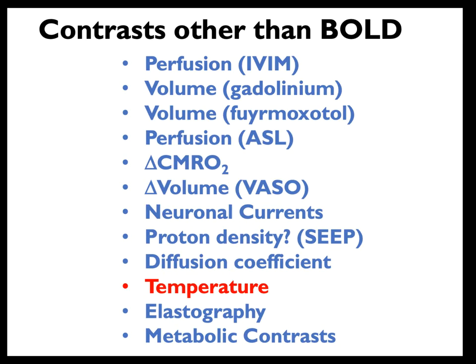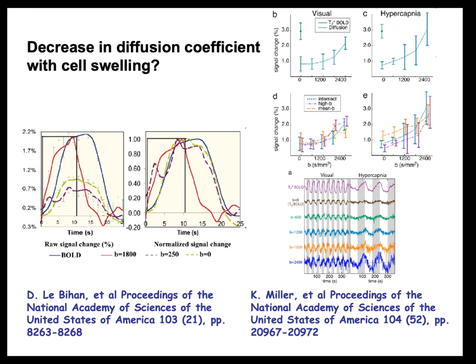Another type of contrast. So Dmitry Yablonsky, yes. Yeah, the thought is that when you have a really high B value, you're just looking at the cell swelling, which is happening faster. If you have the low B value, it's some weird mixture of bold and cell swelling. So that kind of pushes it around.